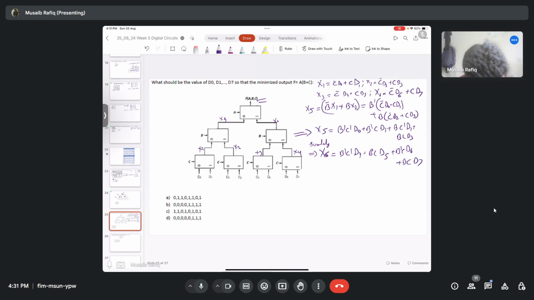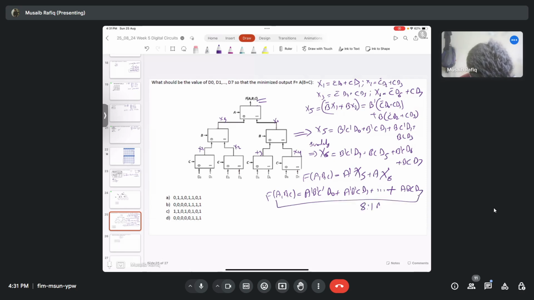And this F of ABC will be equal to a bar x5 plus a x6, and if you evaluate this, F of ABC will be equal to a bar b bar c bar d0 plus a bar b bar c d1, so on up to a b c d7, and this is your 8-to-1 mux.